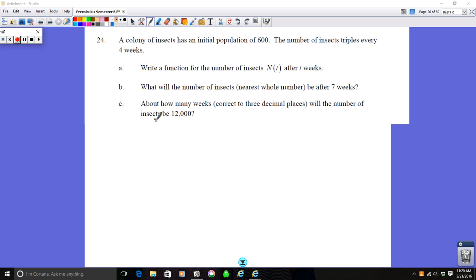All right, now we're getting into the word problems dealing with exponents. A colony of insects has an initial population of 600, and the number of insects triples every 4 weeks. So this is actually kind of a tricky problem for writing your function.